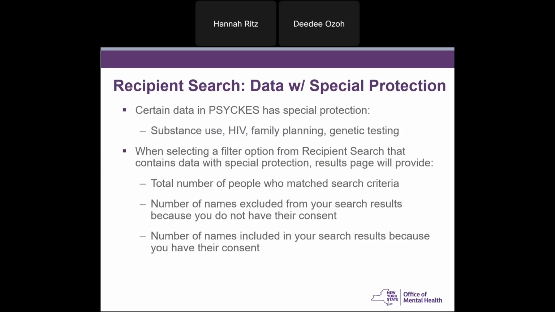You will see the total number of people that have matched your search criteria, the number of clients excluded from your search results because you don't have their consent, and lastly, the number of clients included in your search results because you have their consent. And we'll do an example search of this in a few slides.